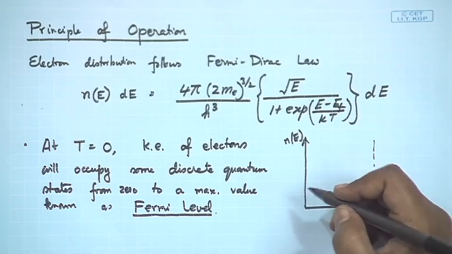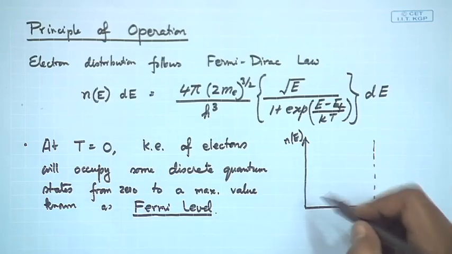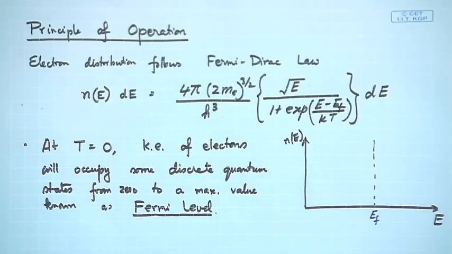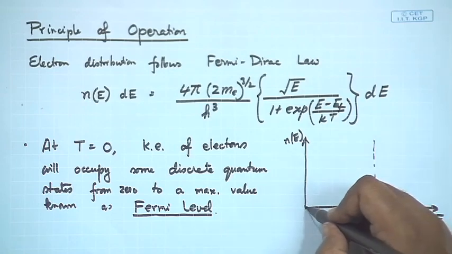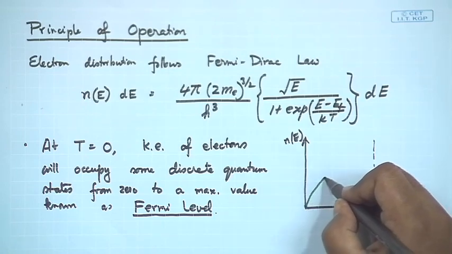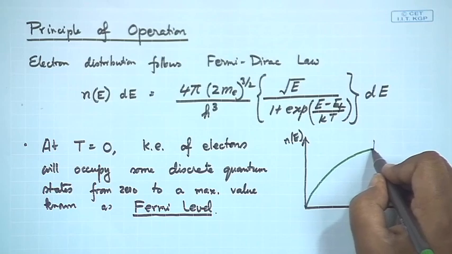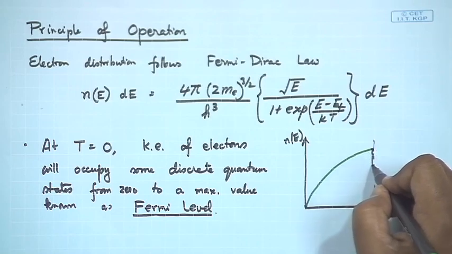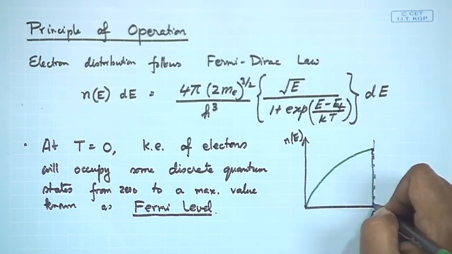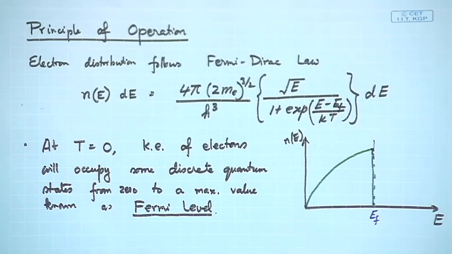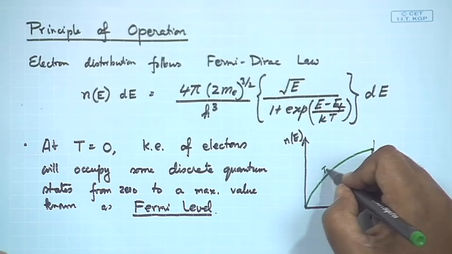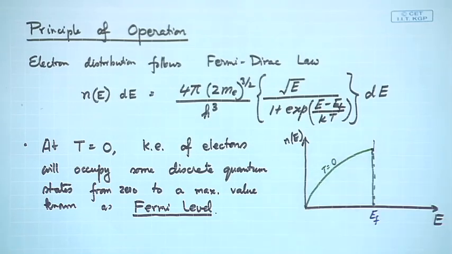So, if I now plot N of E, then the graph that I get looks as follows. There is nothing above the Fermi level. So, this is the maximum energy that an electron can have at absolute 0. Let me write it as T equal to 0.